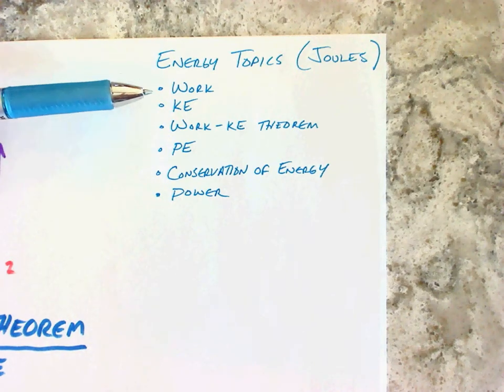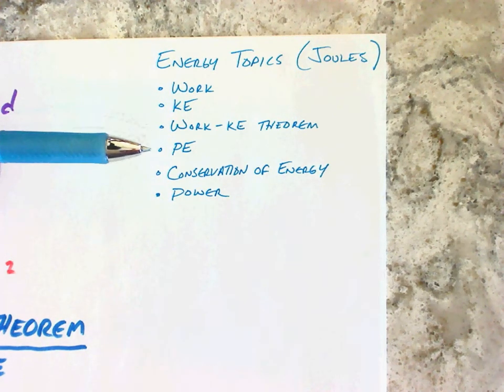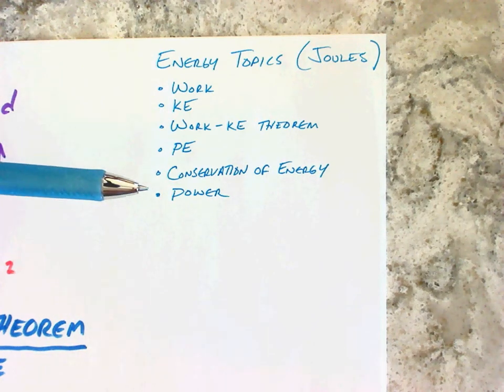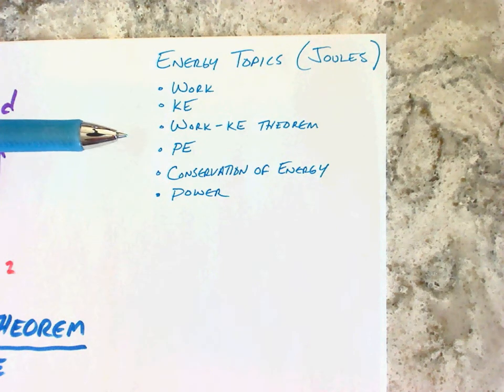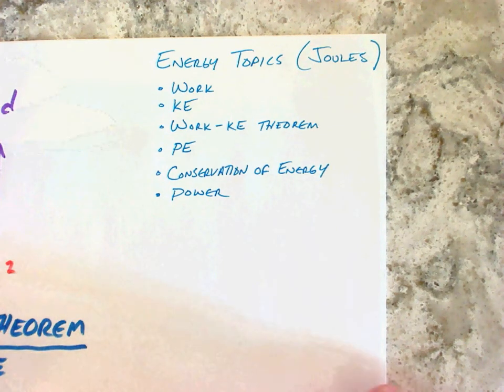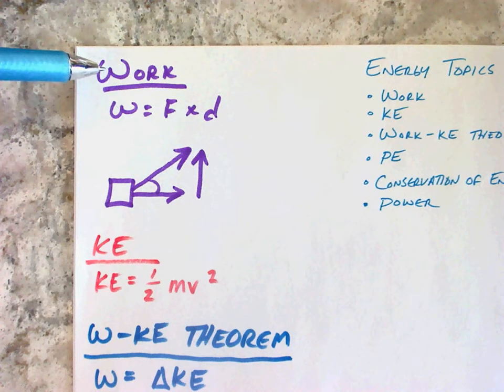We started with work. Then we did KE, then we did the work kinetic energy theorem, potential energy, conservation of energy, and power. So we're going to go through each of these topics just quickly to get you thinking about everything that you should be thinking about, and then you can dive in and work some of the review problems. But here's the general idea for work.